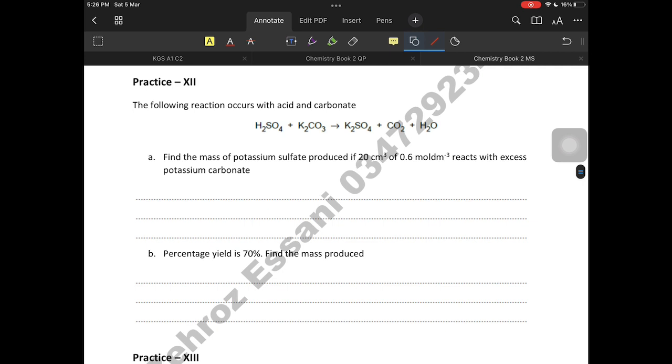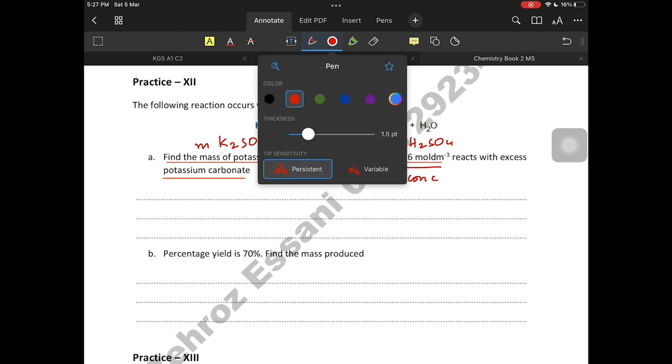Let's try this question. It says, find the mass of potassium sulfate produced if 20 centimeter cube of 0.6 mole per decimeter cube reacts with excess potassium carbonate. Now obviously it's the data for sulfuric acid, because sulfuric acid is aqueous and we have the volume and the concentration for sulfuric acid. We are not bothered with potassium carbonate because that is excess. So we don't have the mass of potassium sulfate, but we do have the data for sulfuric acid.